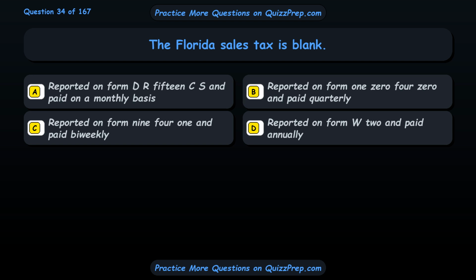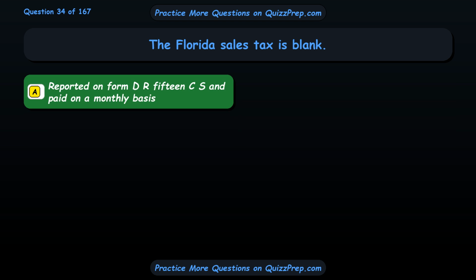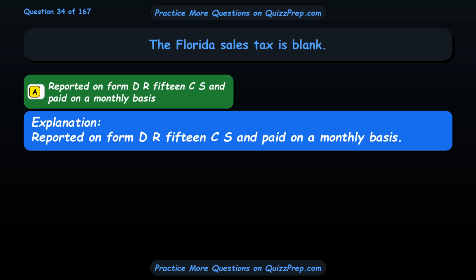Question 34. The Florida sales tax is blank. Option A, reported on Form DR-15CS and paid on a monthly basis. Option B, reported on Form 1040 and paid quarterly. Option C, reported on Form 941 and paid biweekly. Option D, reported on Form W-2 and paid annually. The correct answer is option A, reported on Form DR-15CS and paid on a monthly basis.